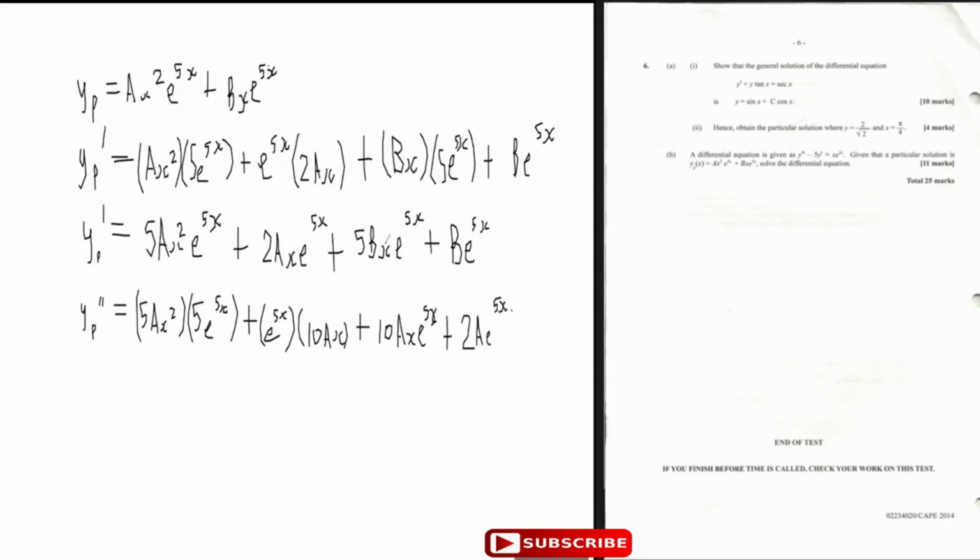Plus, now to differentiate 5bx e to the 5x, we keep the first times the derivative of the second. 5 times 5 will give us 25bx e to the 5x, plus keep the second, e to the 5x, times the derivative of the first, which is 5b. So this is really plus 5b e to the 5x, plus the derivative of b e to the 5x is just 5b e to the 5x.